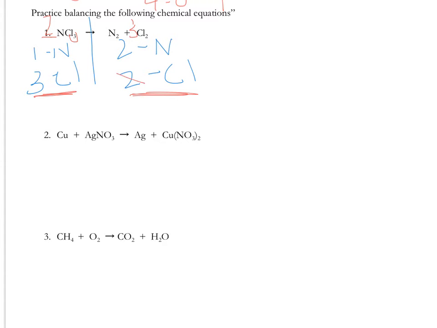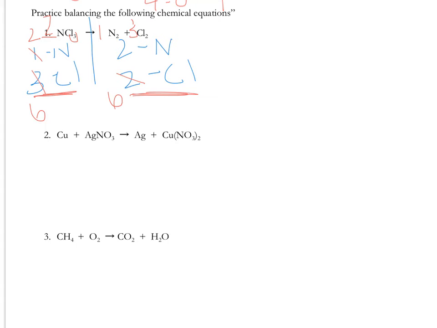Okay, by doing that, that changes the number of chlorines here to 6. It's also going to change the number of chlorines here to 6. On the left-hand side, it is going to change the number of nitrogens that I have to 2. And so now I have a complete balanced equation. I have a coefficient of 2 in front of the NCl3 and a coefficient of 3 in front of the Cl2. Again, although it's not written, we have a coefficient of 1 in front of the N2.